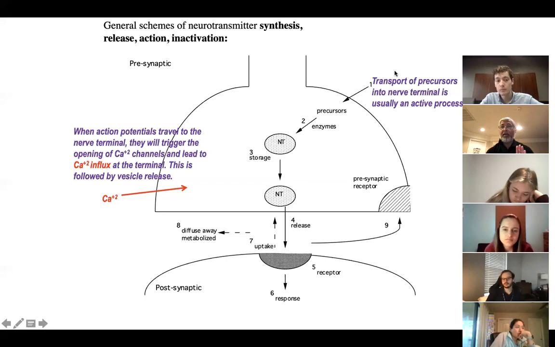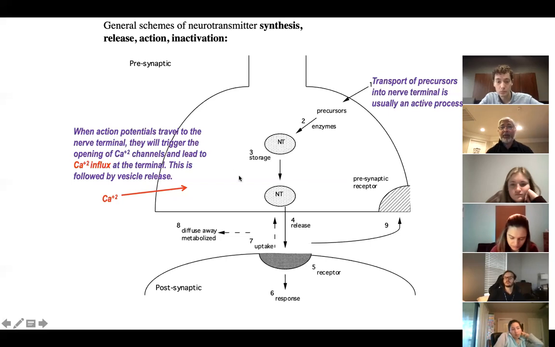Okay, so now, first, the precursor substances that are required for the synthesis of neurotransmitter will be taken up by the presynaptic terminal. By the enzymatic action, they will be converted into neurotransmitters. Neurotransmitters will be stored in the synaptic vesicle in the presynaptic neuron, until an action potential arrives here.